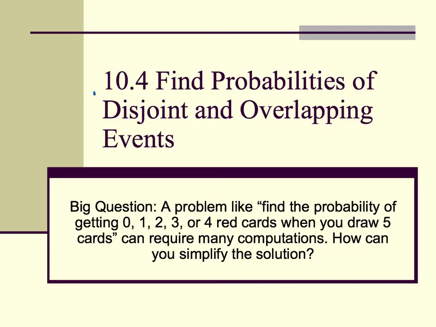Hi class, this is lesson 10.4, finding probabilities of disjoint and overlapping events. Our big question right here is a problem like find the probability of getting 0, 1, 2, 3, or 4 red cards when you draw 5 cards. This can require many computations. How can you simplify the solution?